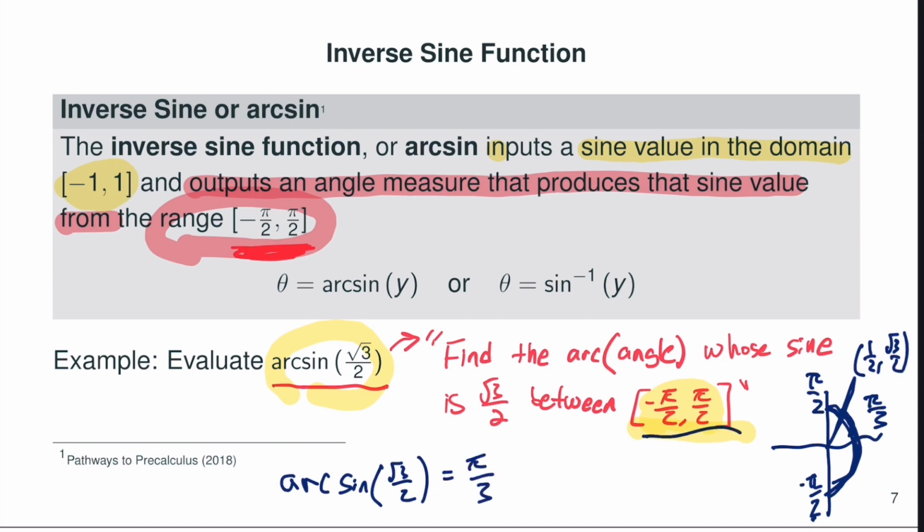If you write two answers, that's wrong, because that means we're not understanding arcsine as a function. You get only one answer for an inverse trig function, just like any function: when you input a number, you get only one output. So let me emphasize this one more time. You need to really remember this phrase: find the angle whose sine value is √3/2. That angle is between negative π/2 and positive π/2. This is part of knowing what arcsine is.